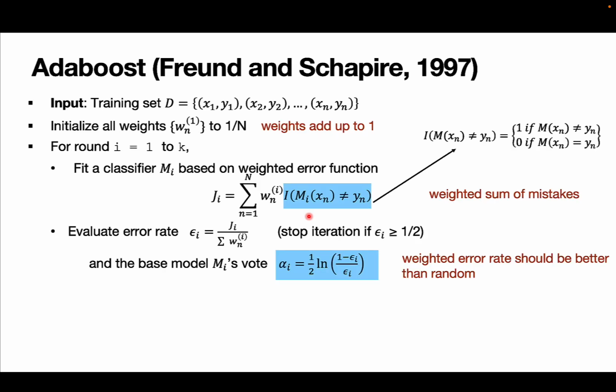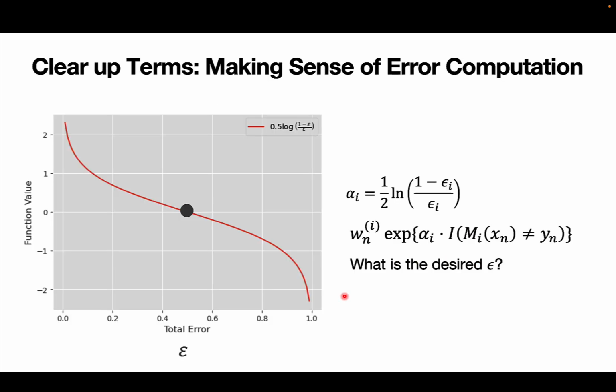We also need a stopping criterion. If the error rate is greater than or equal to 0.5, then the model is essentially guessing randomly. So we better stop because it's not better than flipping a coin. The next step is to compute a quantity alpha sub i, which allows us to amplify this error. This formula seems too abstract. It's always good to plug in a few numbers and visualize it so we can understand what it actually does.